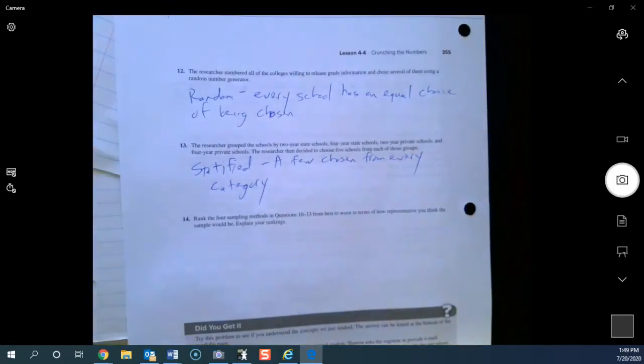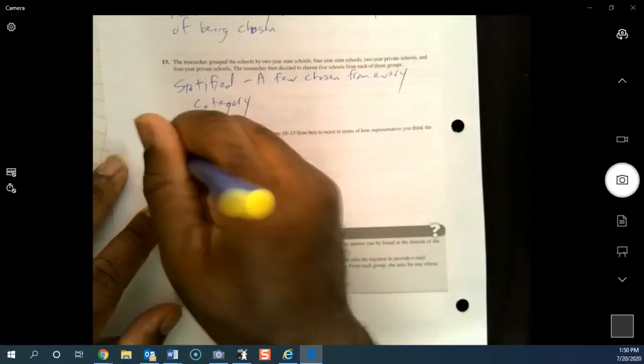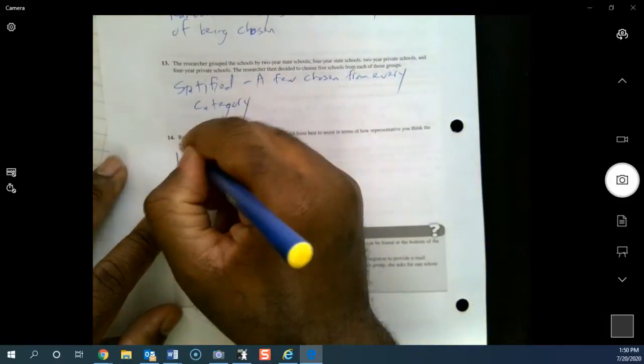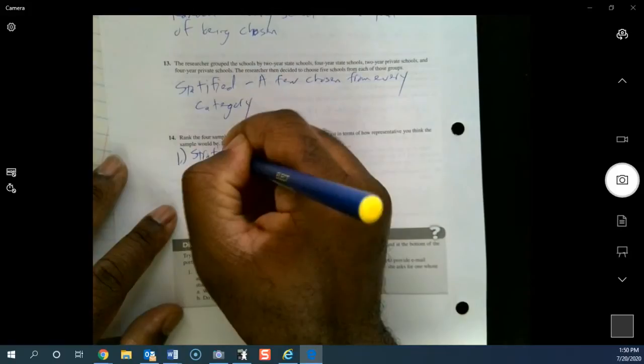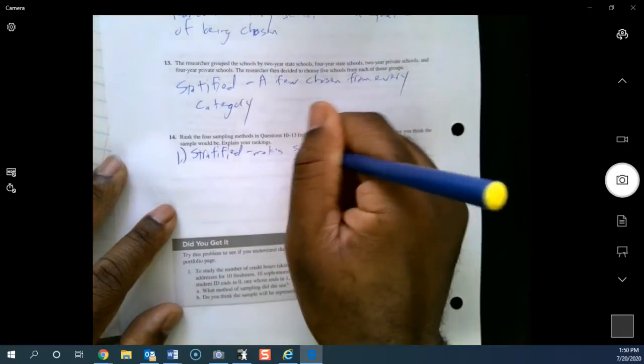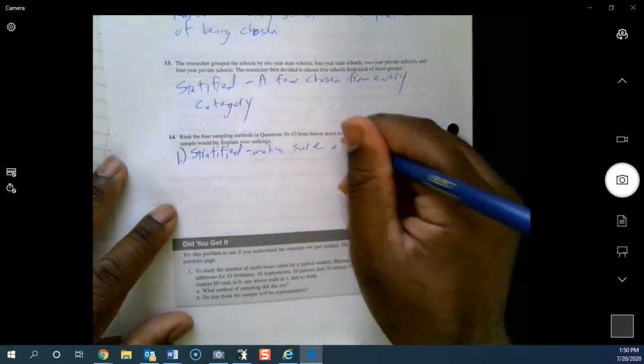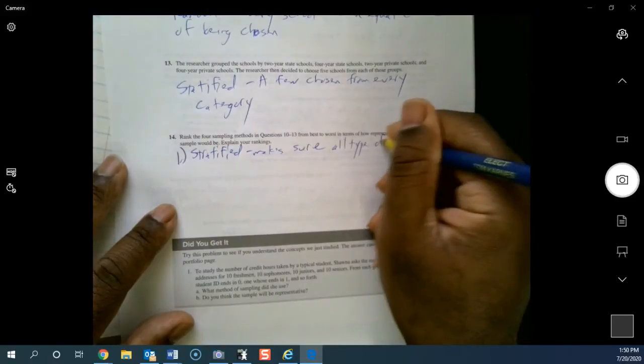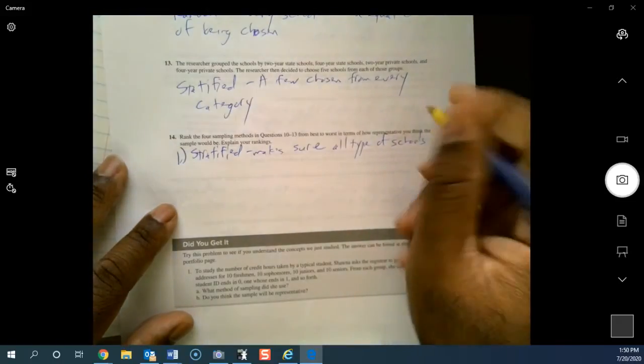Now, number 14, it says rank the 4 sampling methods in questions 10 through 13 from best to worst in terms of how representative you think the sample would be. Explain your rankings. Okay, now remember, this is up to an opinion here. So I would say first stratified, and then make sure all types of schools are represented.